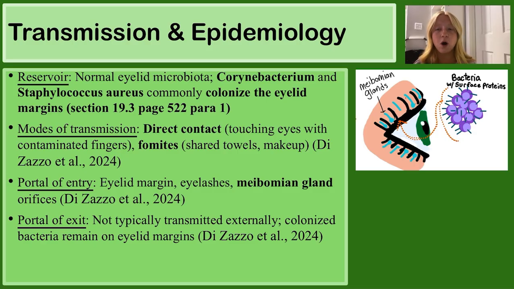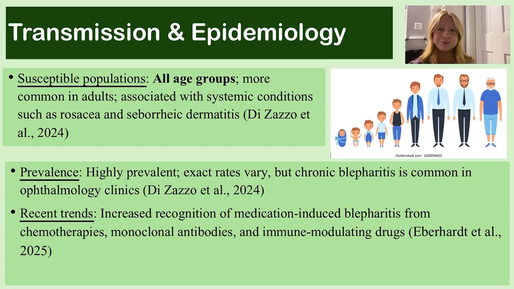So the modes of transmission are direct contact, like touching or rubbing the eyelids with contaminated fingers, or through fomites, like shared towels, pillowcases, or makeup applicators. And unlike diseases with a clear exit pathway, the portal of exit here is kind of complex because bacteria largely remain on the eyelid, making this disease very localized and a chronic infection rather than a highly contagious systemic one. And then the portal of entry is the same area: eyelid margins, eyelashes, the meibomian gland openings, where bacteria interact with host tissues and cause inflammation.